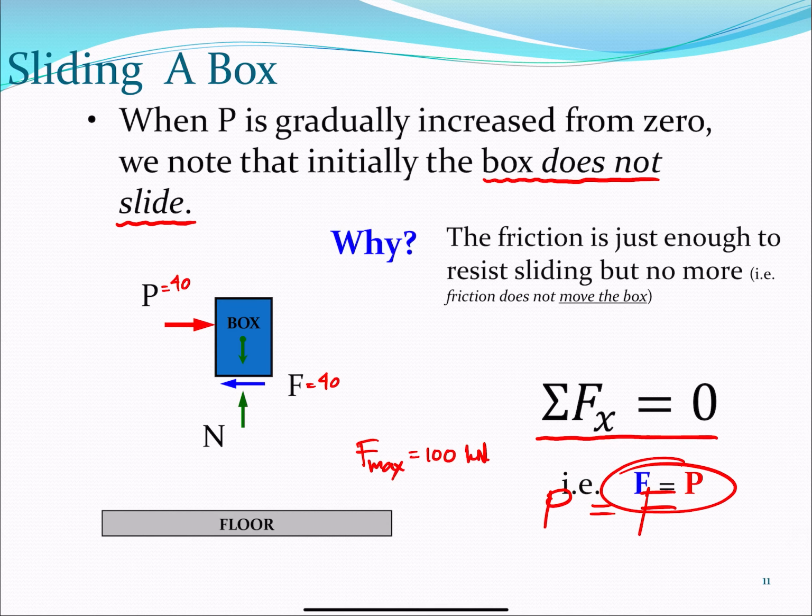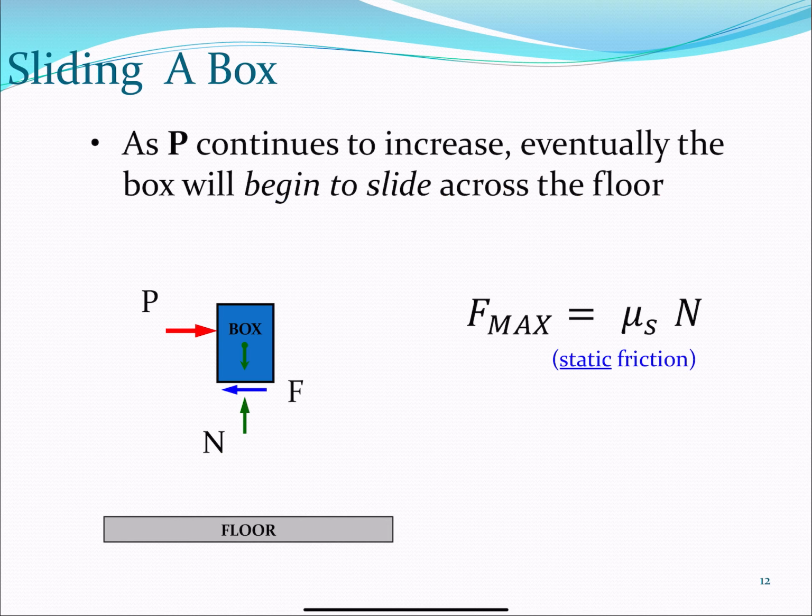So what happens if we keep pushing? Eventually we will make the box slide, and that is when we have reached the maximum value for friction. We call it the static friction, and we calculate that maximum friction as the coefficient of static friction times the normal force. And you may remember that these coefficients are given by tables.